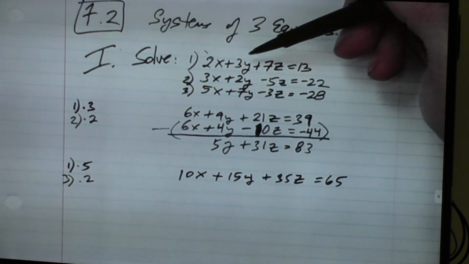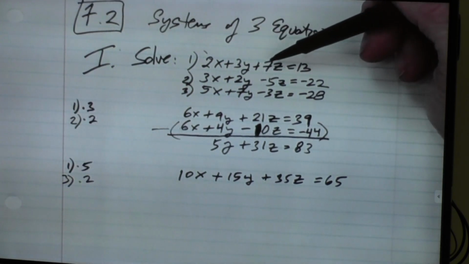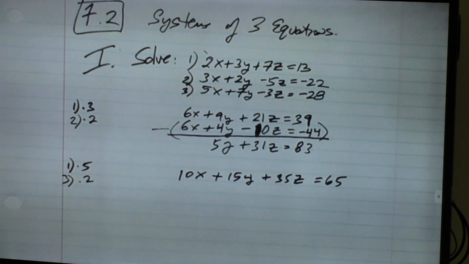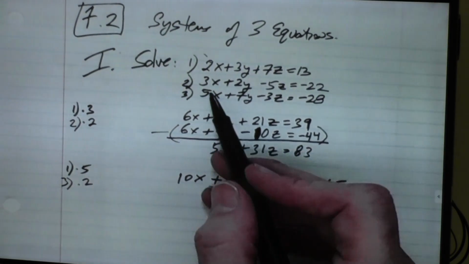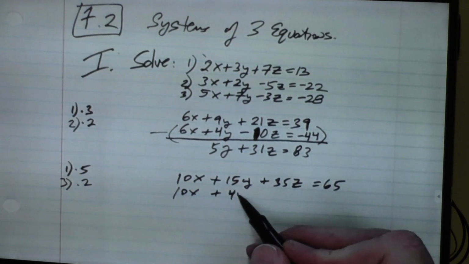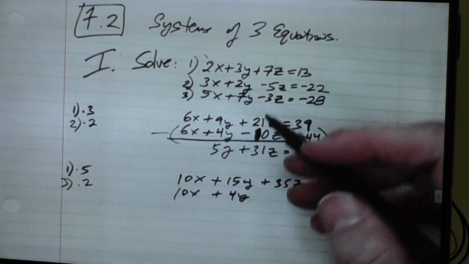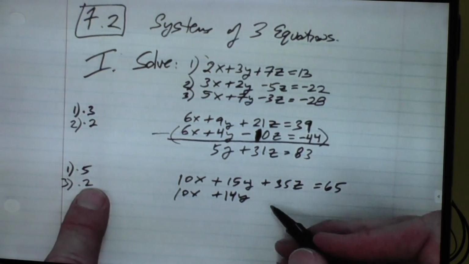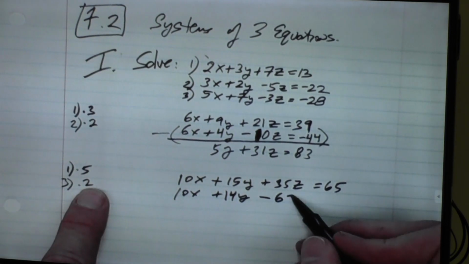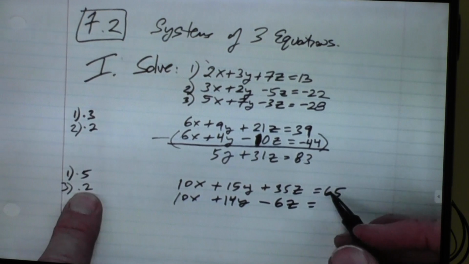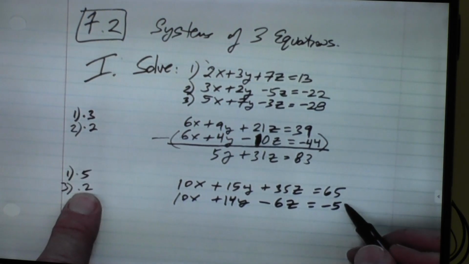5 times 2 is 10, 5 times 3 is 15, 5 times 7, 35, and that's 50 and 15, yep, that's 65. Then I'm going to multiply this one all by 2's. 10x plus 14y. 2 times 7 is 14, 2 times negative 3, so it's going to be negative 6z. And then 2 times negative 28 will give me negative 56.